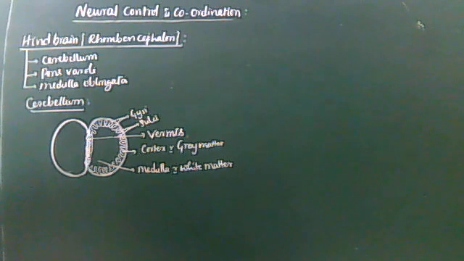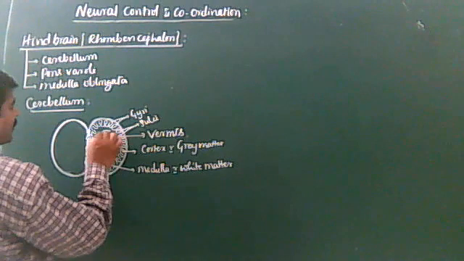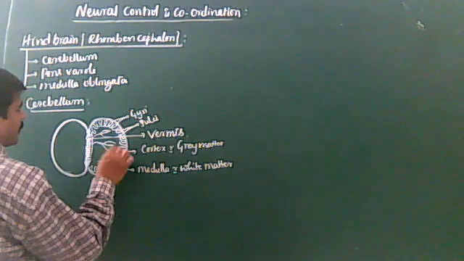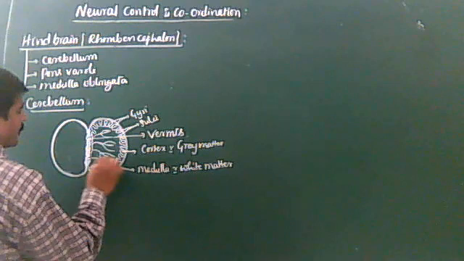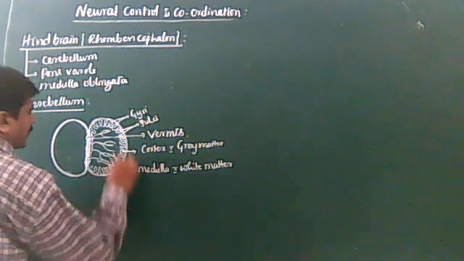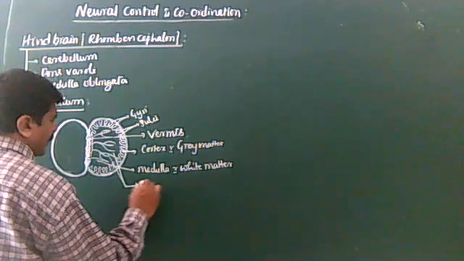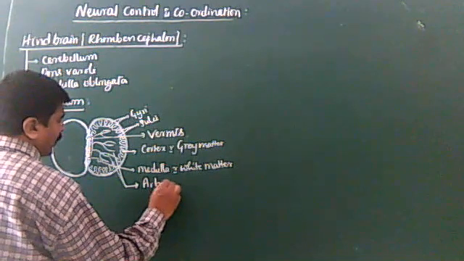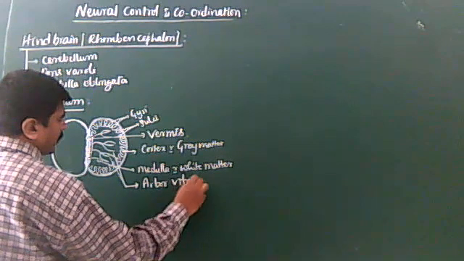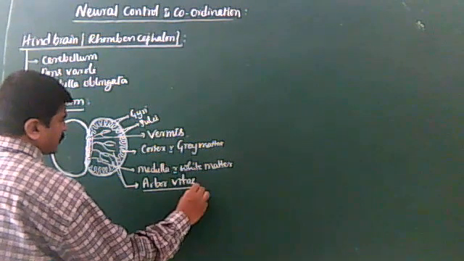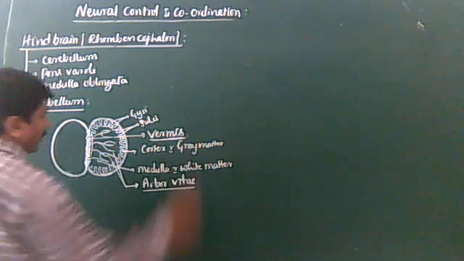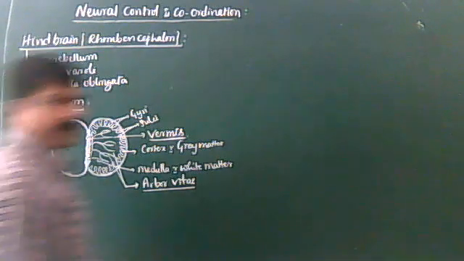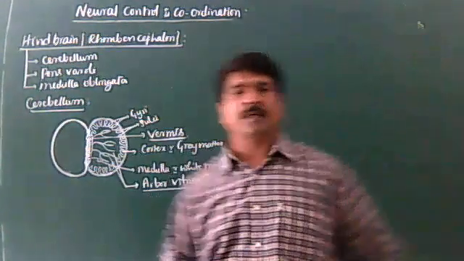Look at the board, students. This point is very important. Here, the inner white matter appears like a highly branched tree. Such white matter is called arborvitae. Here you should concentrate on arborvitae and vermis. I think you are getting it. So these are the parts present in the cerebellum.